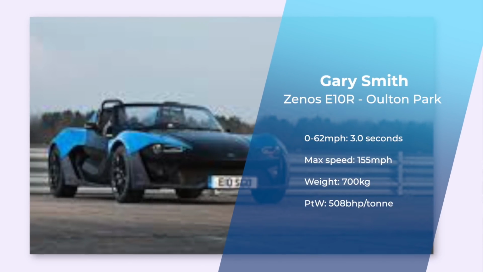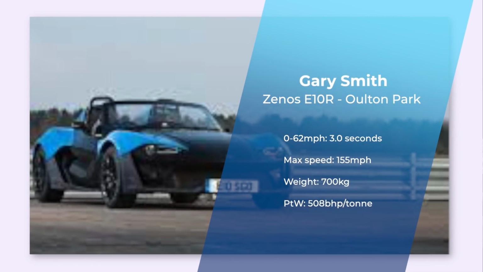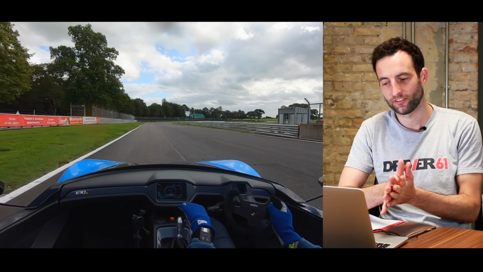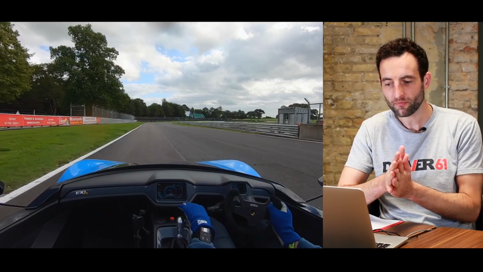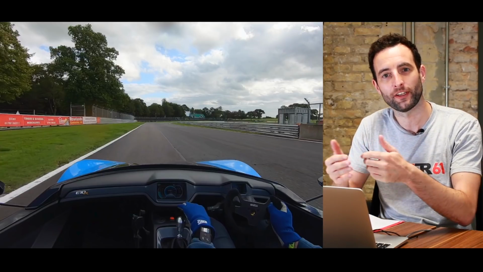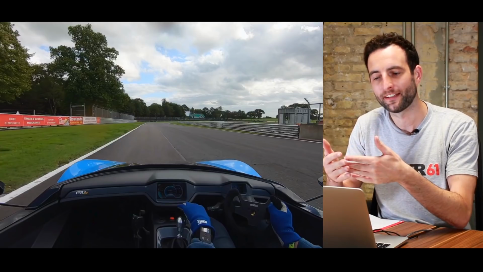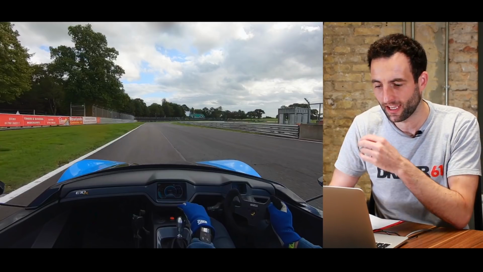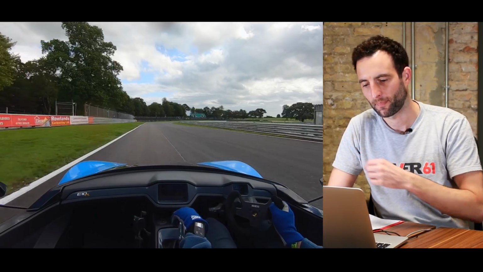Well, without further ado, let's get into the footage for today. The footage is from Gary Smith in a Zenos E10R at Oulton Park in the UK. He's here on a track day. So first of all, we've just got a single lap from Gary. So let's just watch the lap in its entirety first of all. And then I'll go through in detailed analysis through each corner and explain to Gary and you guys how he can be a little bit faster.